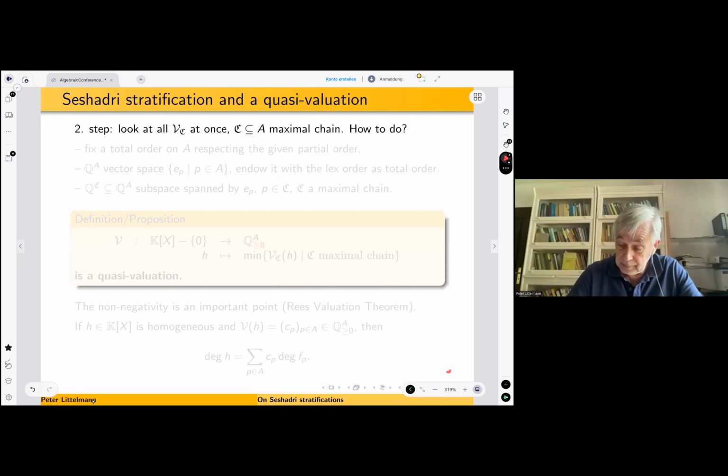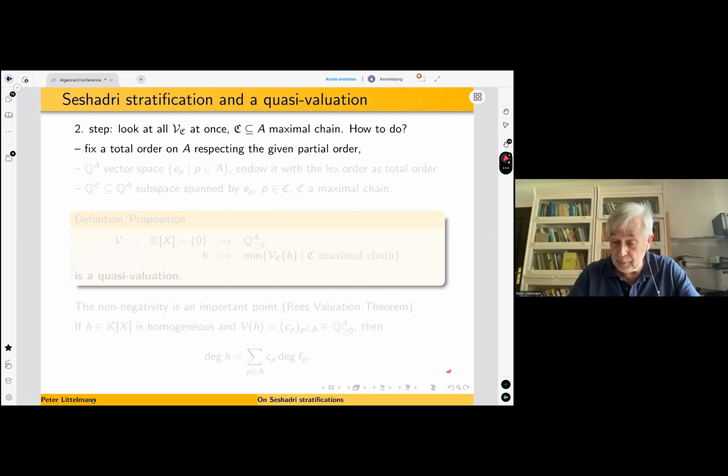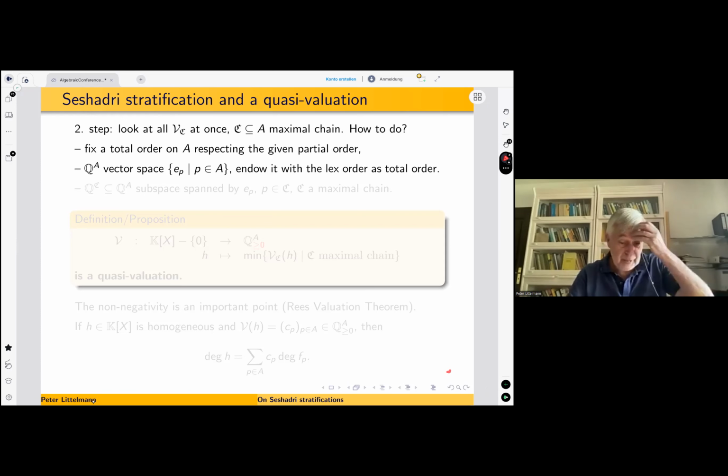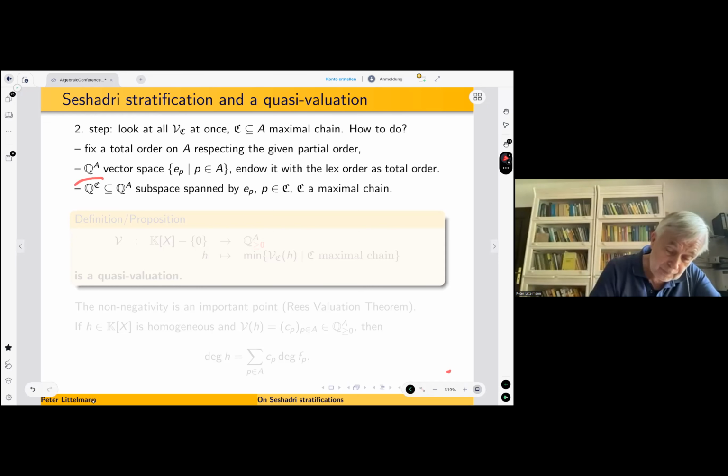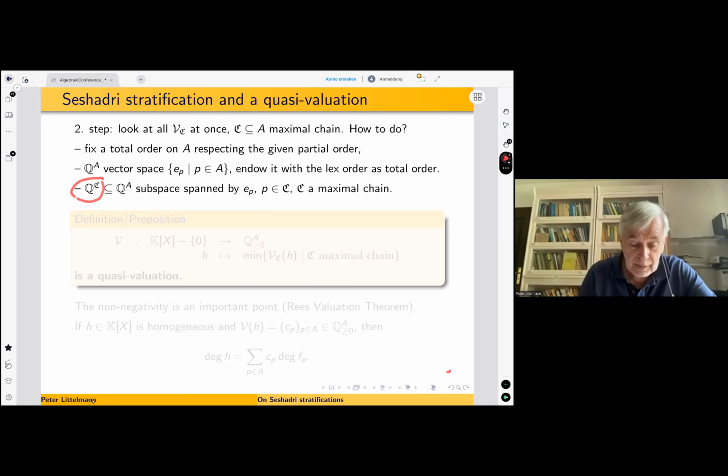So I take my partially ordered set A, I fix a total order on it which respects the partial order. I take a big vector space Q^A, and I endow it with the lex order as a total order. So I have a totally ordered vector space. And so far, my valuations always were valuations with values in such a subspace. From now on, I consider these always as subspaces of my Q^A. They are spanned by those basis vectors whose index is an element in the maximal chain.